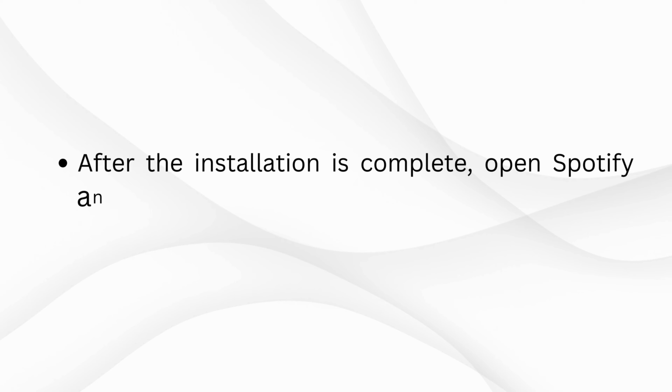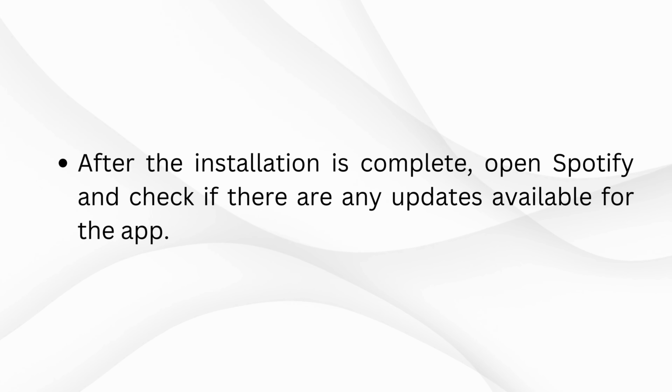After the installation is complete, open Spotify and check if there are any updates available for the app. And there you have it. By following these steps, you should be able to resolve the something went wrong error on Spotify.